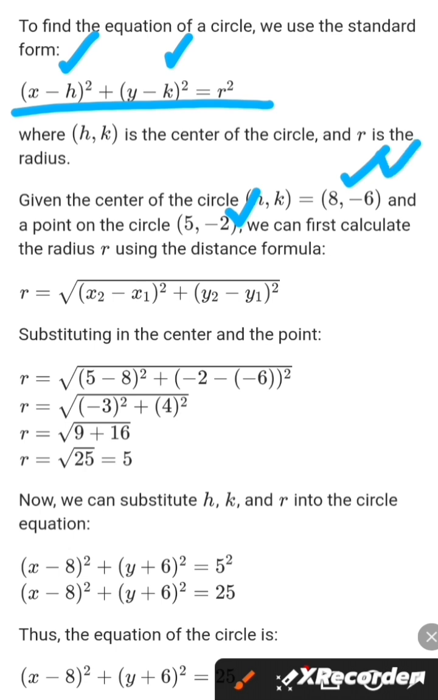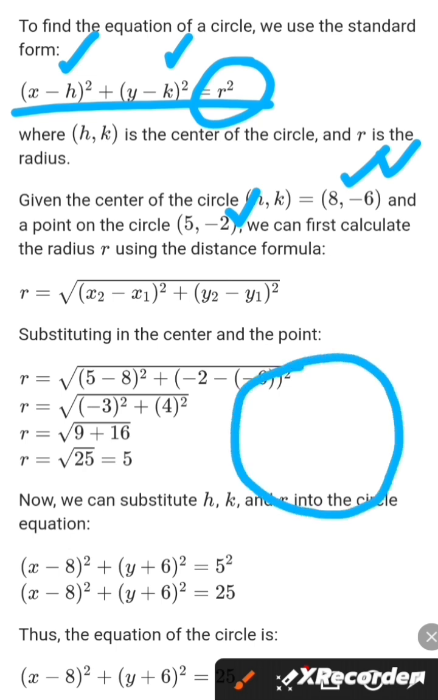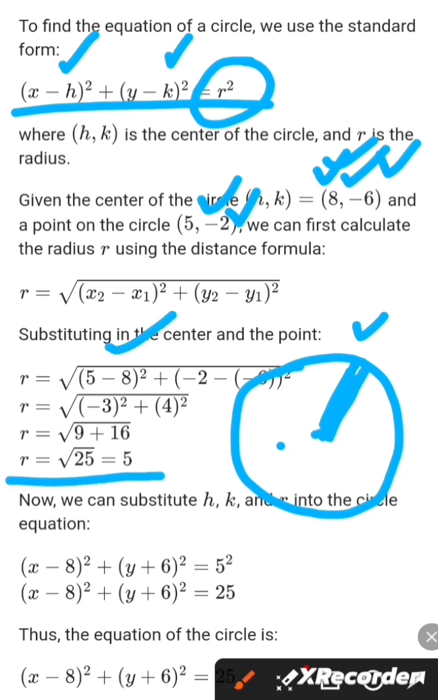Now we have to get the value of the radius. As we know, the radius is the distance between the center and any point on the circumference of the circle. The center is given as 8 comma minus 6 and a point is 5 comma minus 2. If you find the distance between these two, the point 5 comma minus 2 and the center 8 comma minus 6, you'll get the radius. That is what is done in this step, that the radius has come to 5.